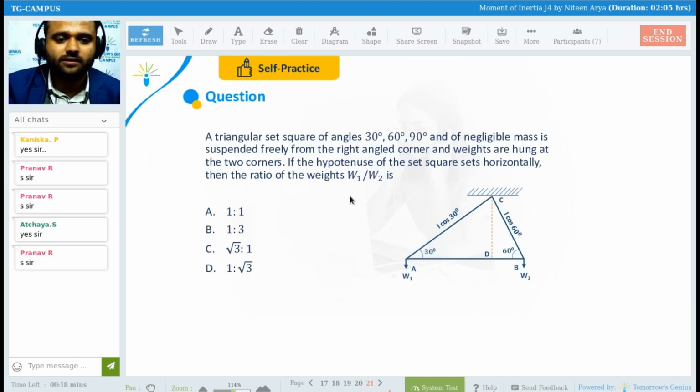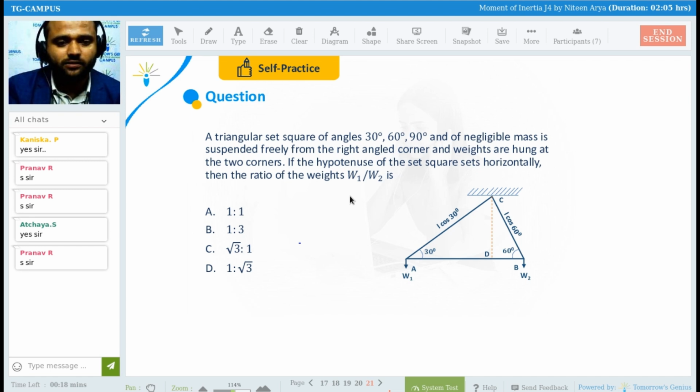Okay. The next question is almost in this way. First of all, what the question wants to say, read it. We want to find the ratio, if the hypotenuse of the set square sets horizontal, the ratio of weights W1 and W2. So W1 into AD, W2 into this, and then we have L cos 60 degree. This is from the center of gravity, or equilibrium of rigid body.